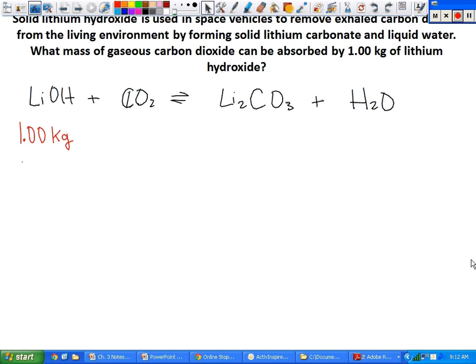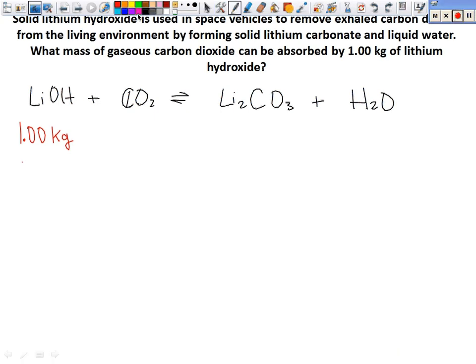All right, so hopefully that's what you wrote down on this one right here. Now, there's 2 things I want to talk about. Number 1, the question is what mass of gaseous carbon dioxide can be absorbed? So really what we're asking here is how many grams of that. By the way, I didn't balance that. Just 2? Okay, that'll work. All right, so the question here is if I start with 1 kilogram of lithium hydroxide, how many grams of carbon dioxide can be formed?